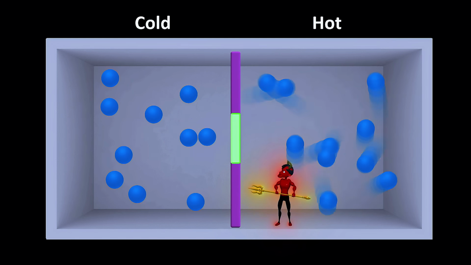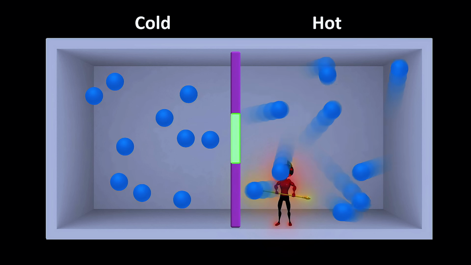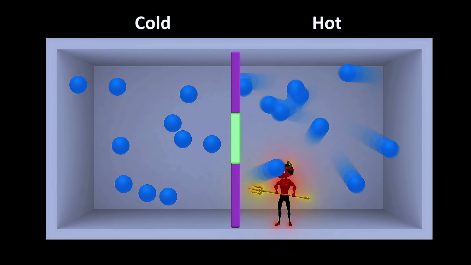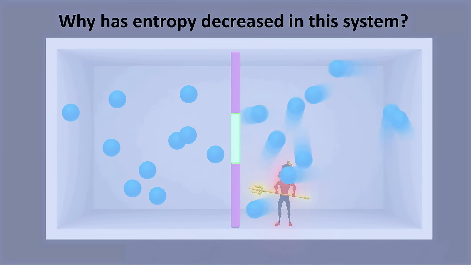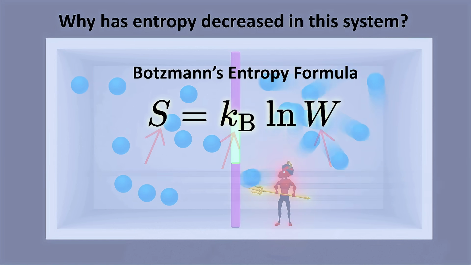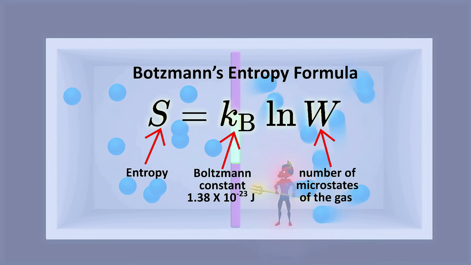Overall energy has not changed, but the thermal equilibrium has been disrupted and the entropy of the system has decreased. You might ask, why has it decreased? Let's look at it in terms of Boltzmann's equation.